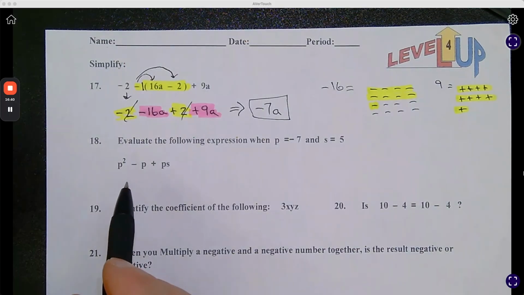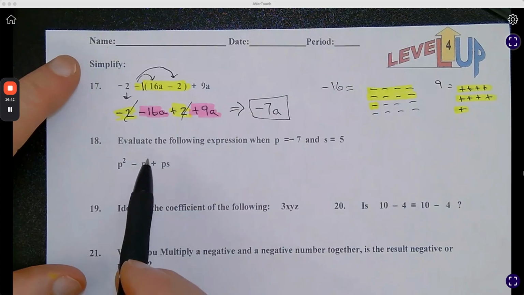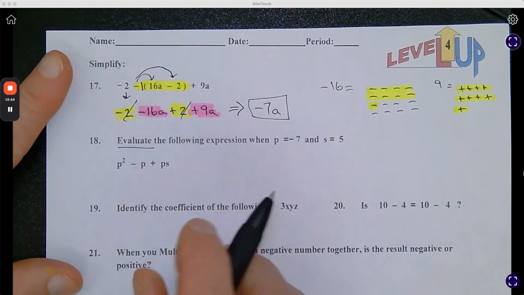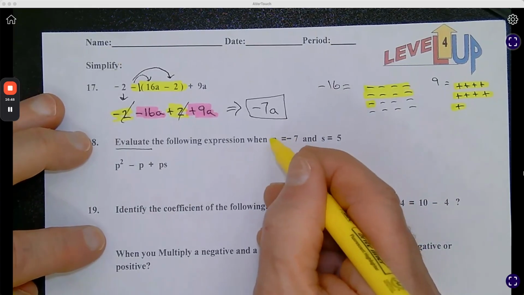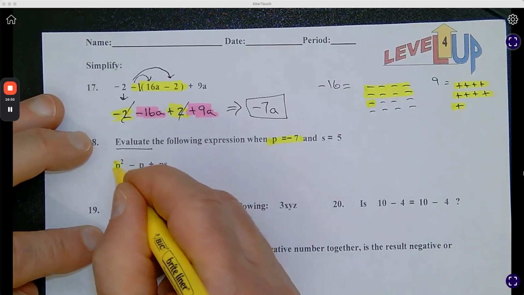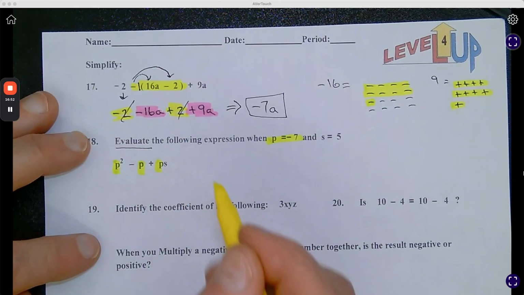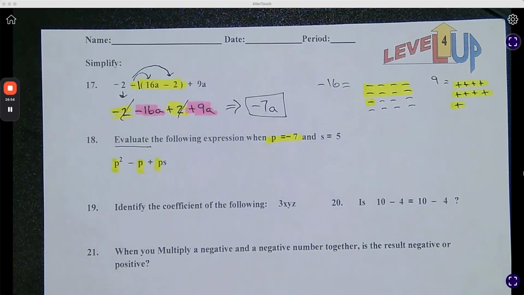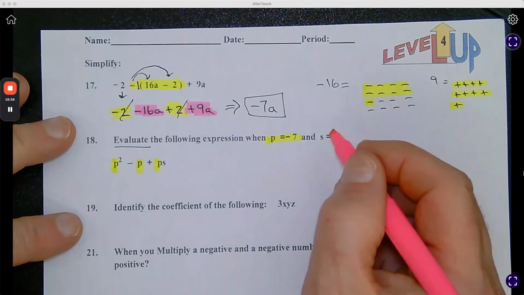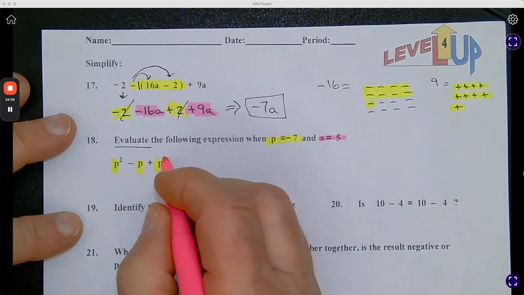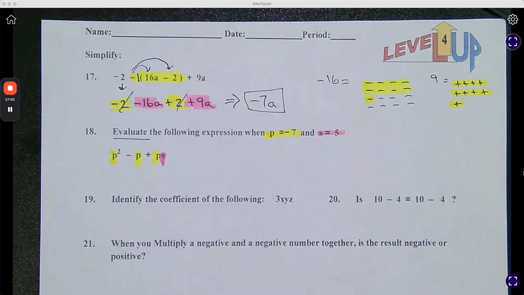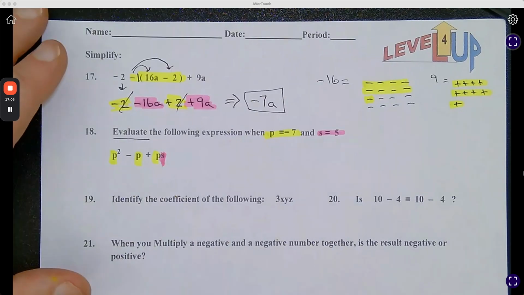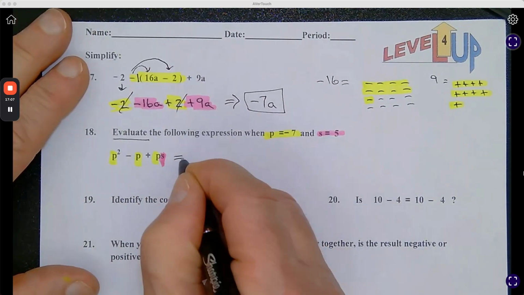This is a variable expression, and to evaluate it means that you want to go ahead and substitute in. So I'm going to substitute -7 for my p's. There's a p, there's a p, and there's a p. That's a lot of p. And then I'm going to substitute 5 for my s, right there, just one s. Okay. When I substitute in, I always use parentheses.